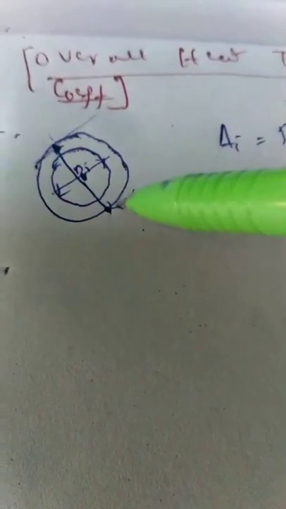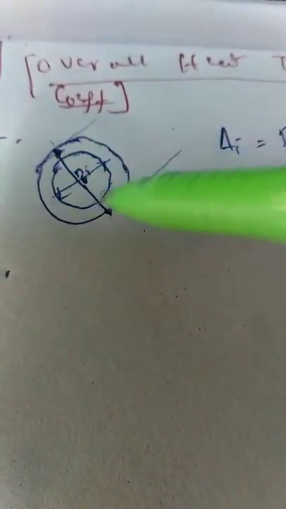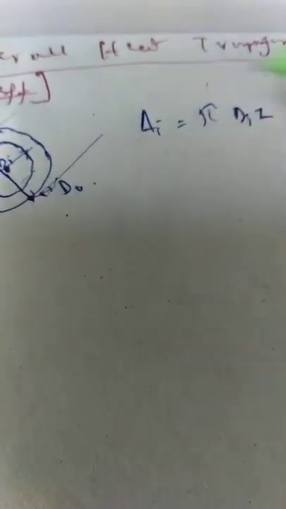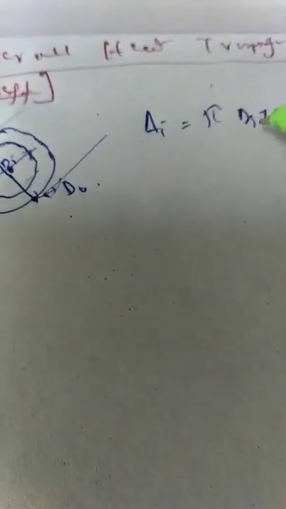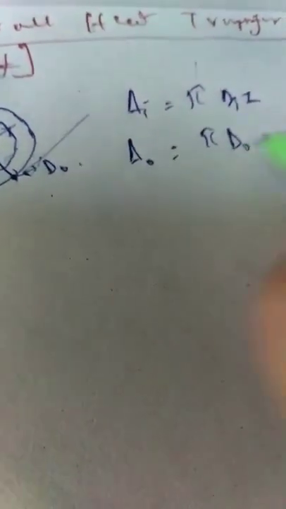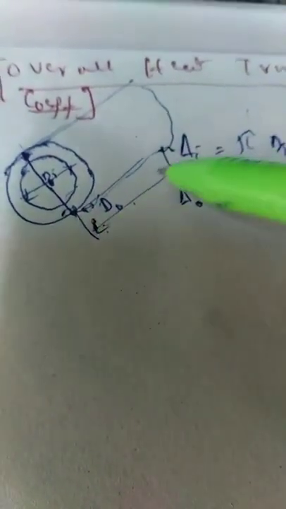We will see this is perpendicular. The curved surface area for the inside cylinder will be 2 pi RL, so 2R will be equal to Di. So pi DiL will be the curved surface area for the inner cylinder, and for the outer cylinder it will be pi DO into L. Imagine this as a cylinder having a length of L.